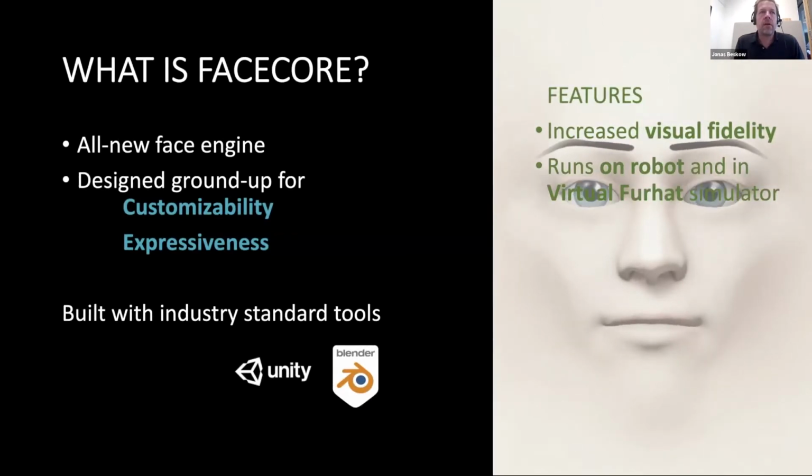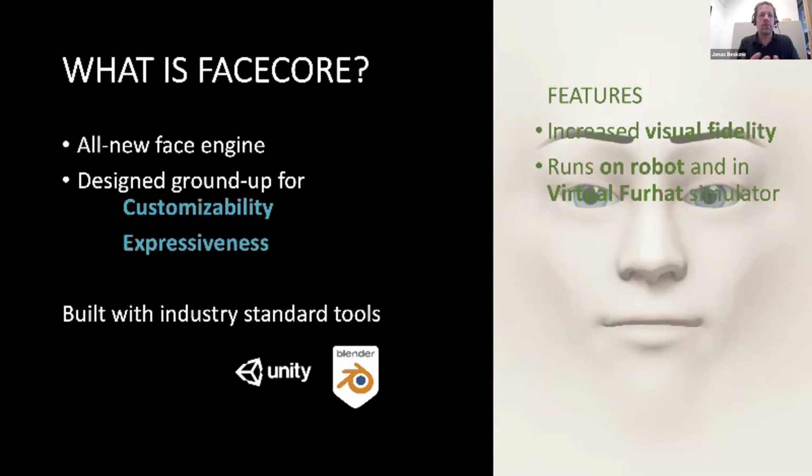And importantly, FaceCore runs both on the robot and in the virtual Furhat simulator. If you've used the Furhat SDK, you know that the virtual Furhat is a simulation of the real robot. It's been there for a long time, but the correspondence between what you see on the robot and in the virtual Furhat hasn't been perfect, because there were two different face engines running in the robot and the virtual Furhat, whereas now these are completely in sync, so it's really the same thing running in the virtual Furhat also.